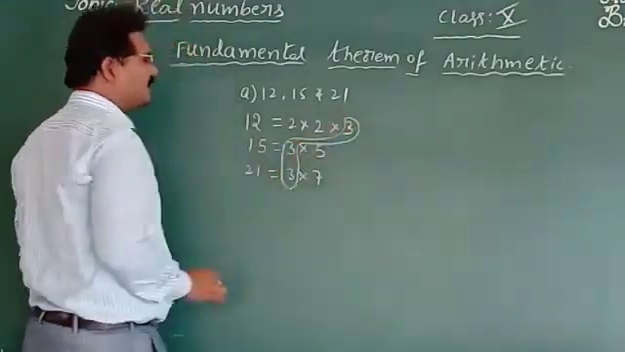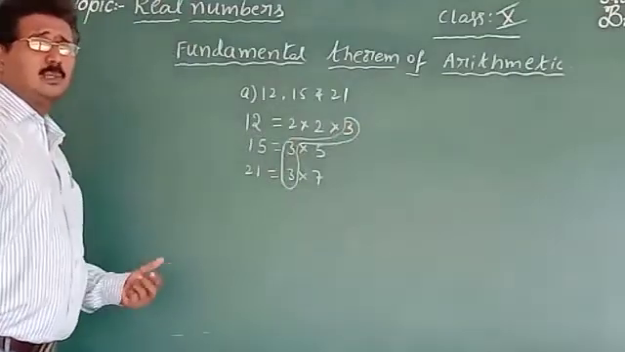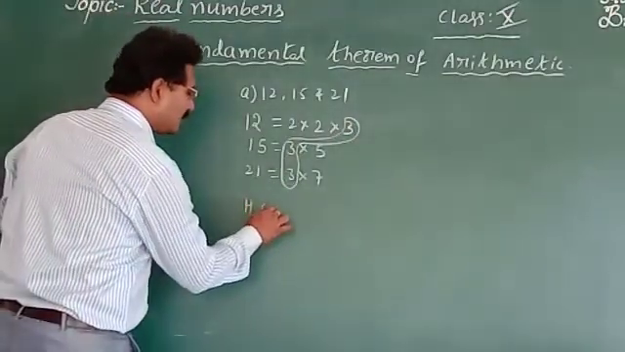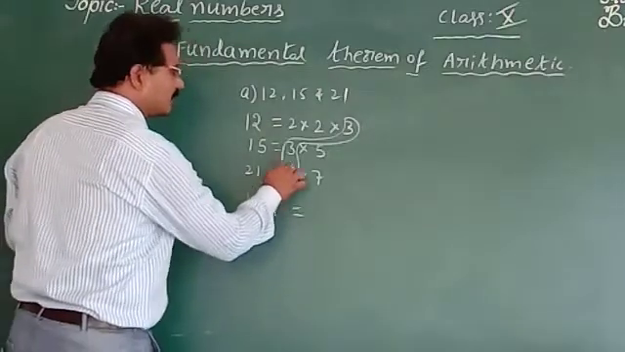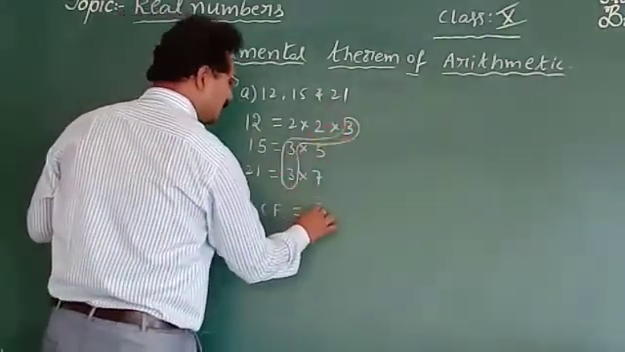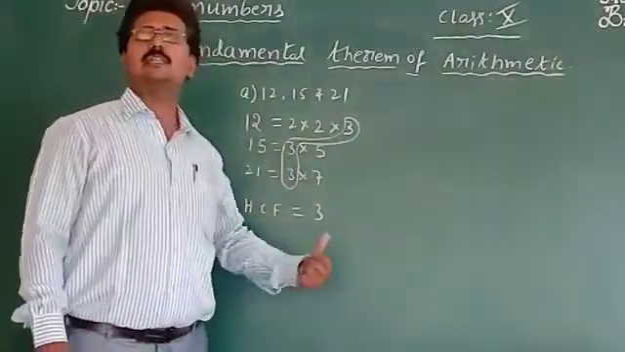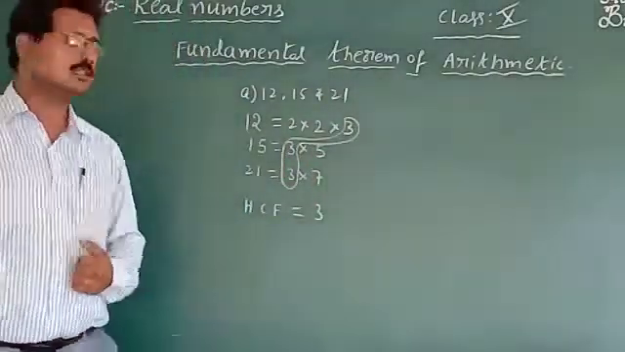So that means it is the greatest of the lowest powers. If you want to write the HCF, the highest common factor, what is that common factor? That is the lowest power of the common factor, which is 3. So that's why the HCF, the highest common factor, is 3.